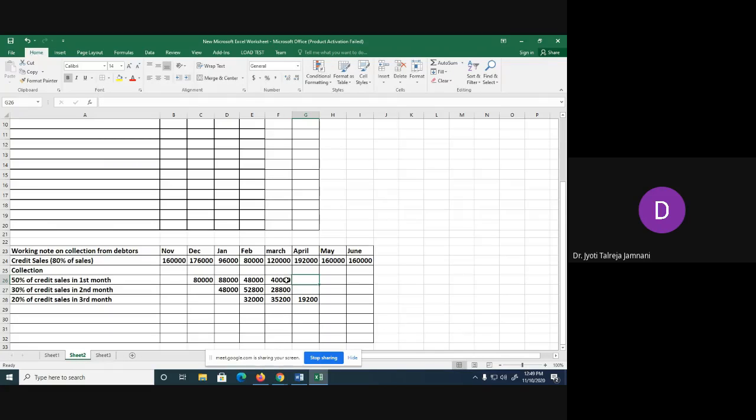February: 50% I receive in March, 30% I will receive in April. So 30% of 80,000 is 24,000. And the remaining 20% I will receive in May, which is 16,000. So we have finished February. Now we'll go to March. 1,20,000, half of that is 60,000, which I will receive in April. Then 30% of that is 36,000, which I will receive in May. And 20% of that is 24,000, which I will receive in June.